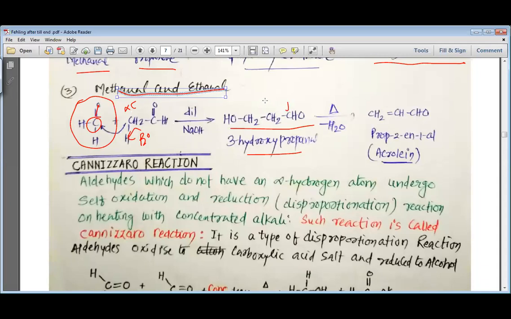Again you have 1, 2 and 3 carbon. When we heat it, the hydroxyl group from the third carbon and 1 hydrogen from the second carbon move out, and we get prop-2-en-1-al, which is also known as acrolein, my dear students.